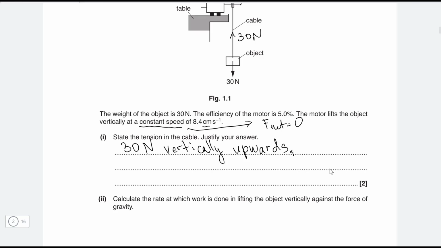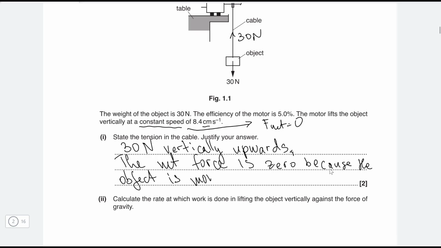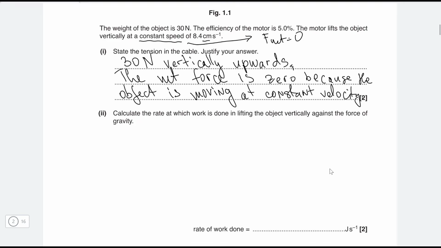And then I'm also going to say that the net force is zero because the object is moving at constant velocity.